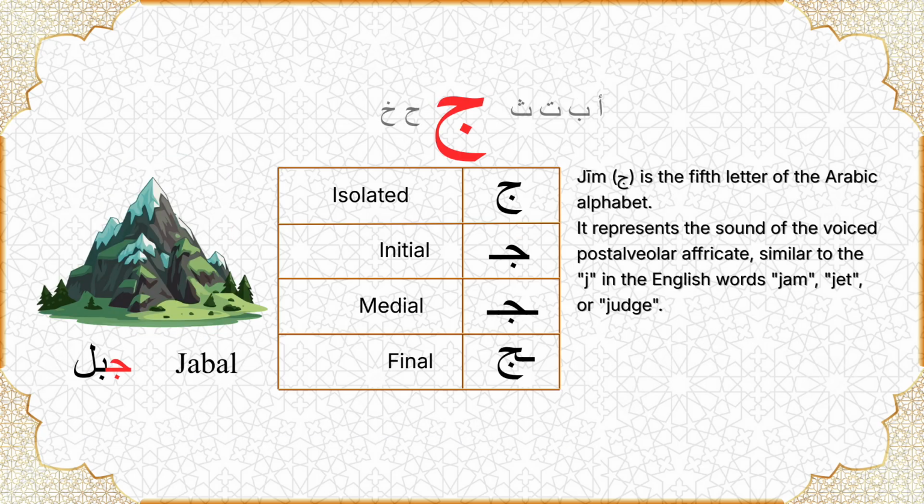Now we move to a new shape. This is the letter Jeem. It looks like a wave with a large curve and a single dot inside or below it. Jeem is the 5th letter and represents a j sound, similar to the J in jam or jet. When this letter connects to other letters, the bottom curve is cut off and it becomes a straight line, but the dot remains below. Example, jabal, which means mountain.